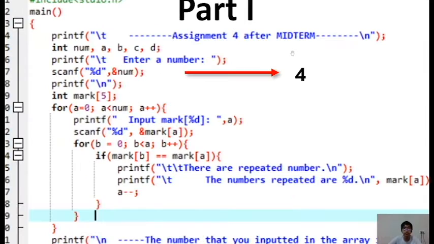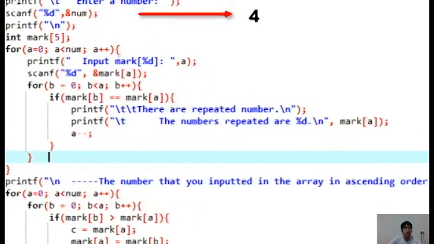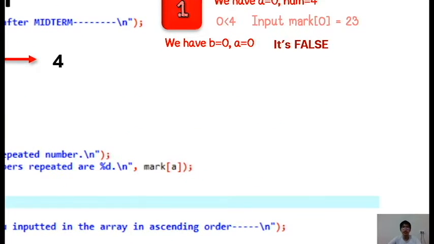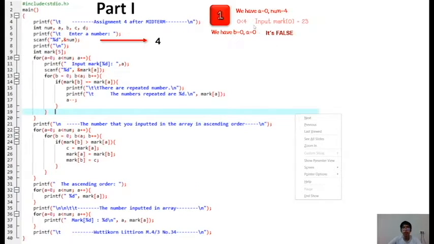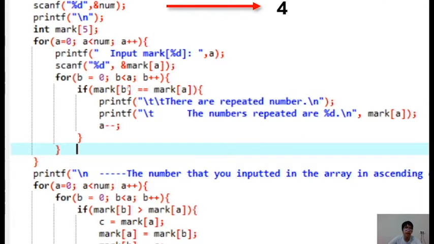I enter a number of 4. 1. We have a is equal 0 and num equal 4. 0 less than 4 is true. It will show input mark 0 and I type 23. We have b is equal 0 and a is equal 0 too. It's false because b is equal a, but the condition is b less than a.